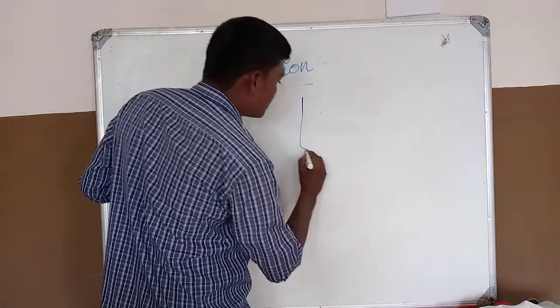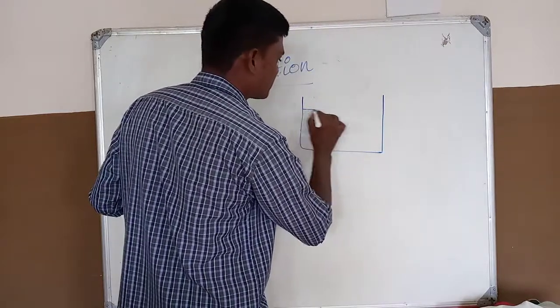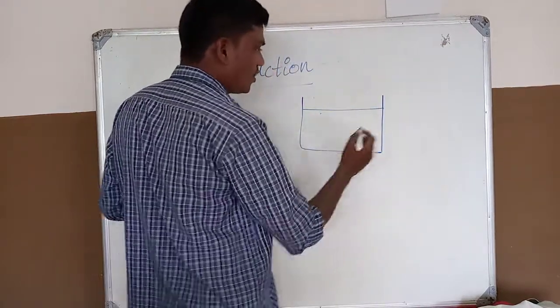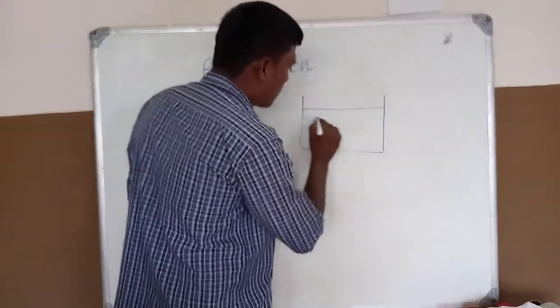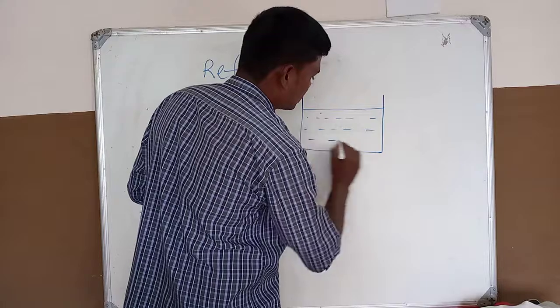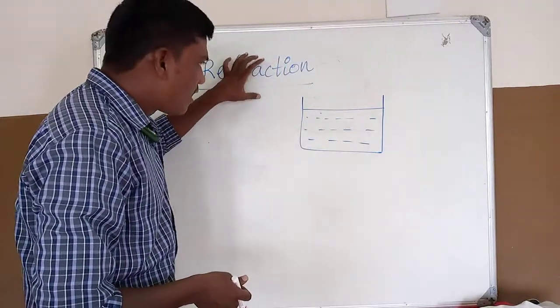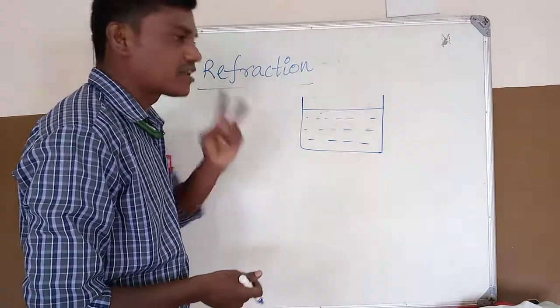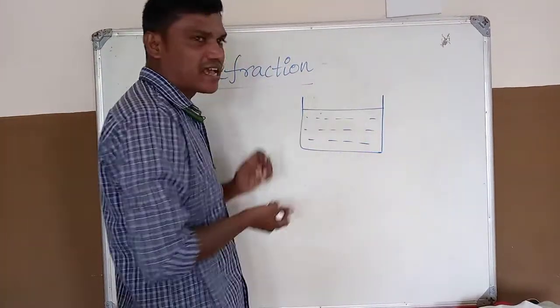So already we discussed that, just for your understanding, we are observing that here. So we can take a trough. The trough is filled with water, like this one is there. So according to the refraction property of the light, how many mediums are we considering? Two mediums. One is the rarer medium, another one is the denser medium.